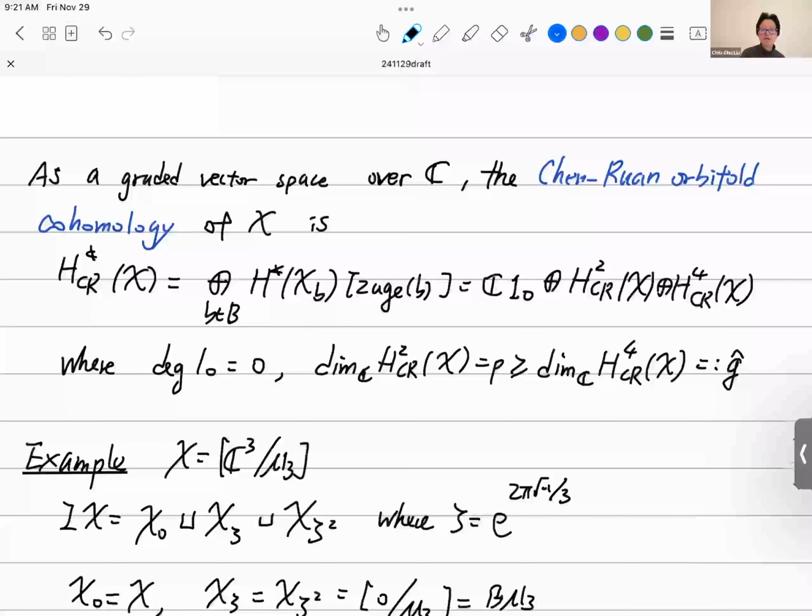I will define Chen-Ruan orbifold cohomology of our toric Calabi-Yau 3 orbifold as a graded vector space over C. There's a cup product, but this doesn't enter our definitions of Gromov-Witten invariants.